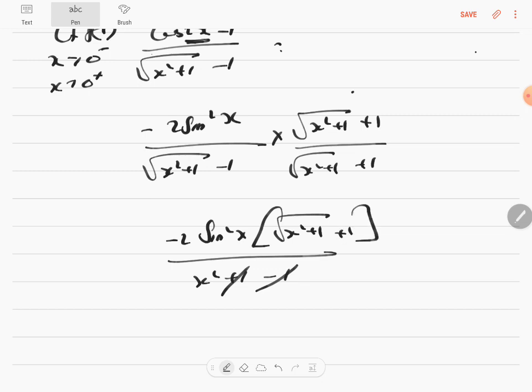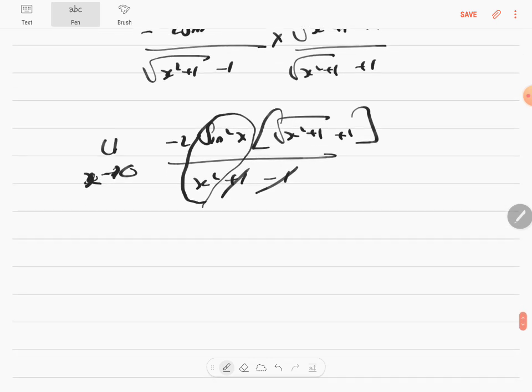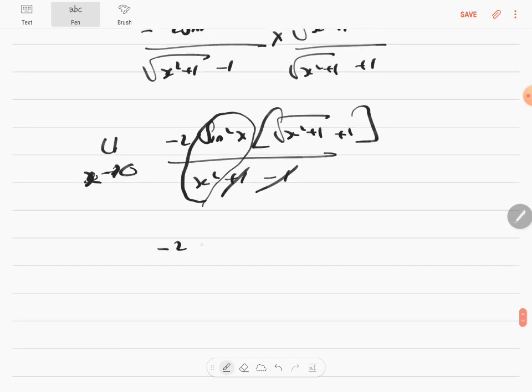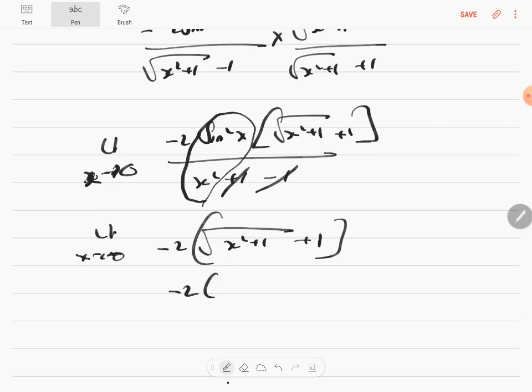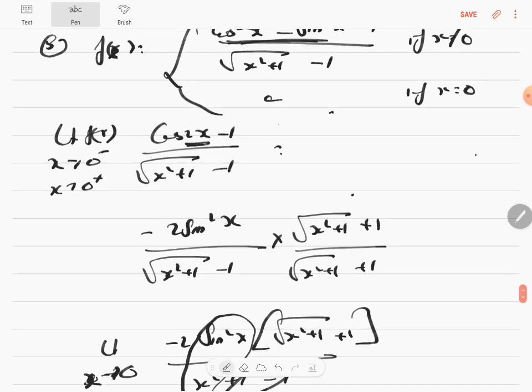You should write in brackets. You know sin square theta plus cos square theta is already 1. Look at the beauty. So you were left with minus 2 into root of x square plus 1 plus 1. Where is direct substitution of x? Because the denominator itself is not there. So substitute this, it will be minus 2 into 1 plus 1 is 2. So it's minus 4. So then therefore at that point the answer is a.